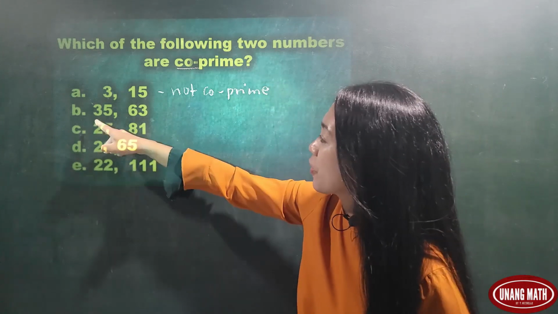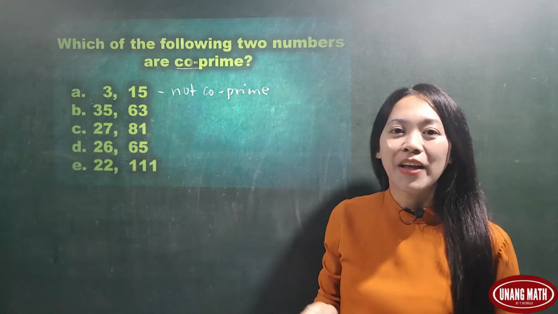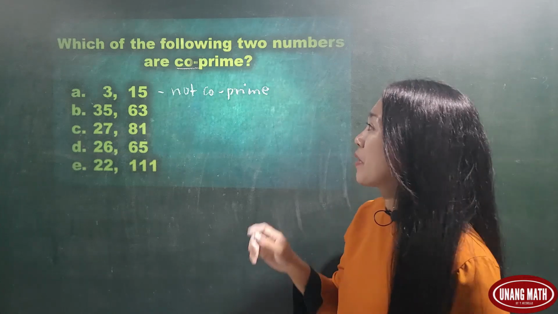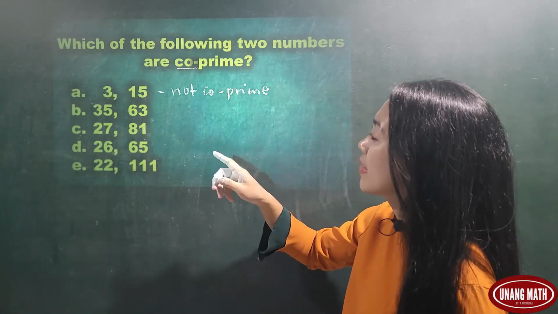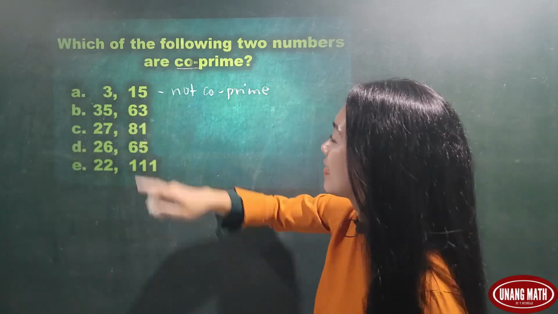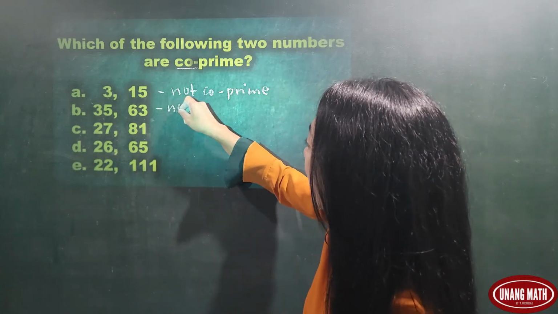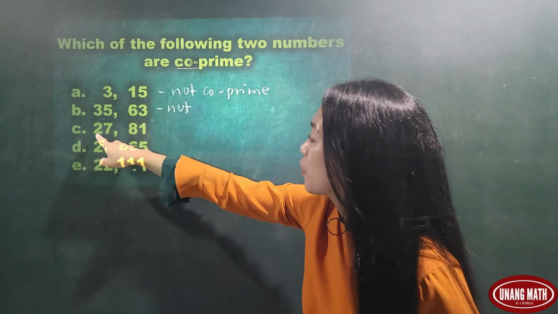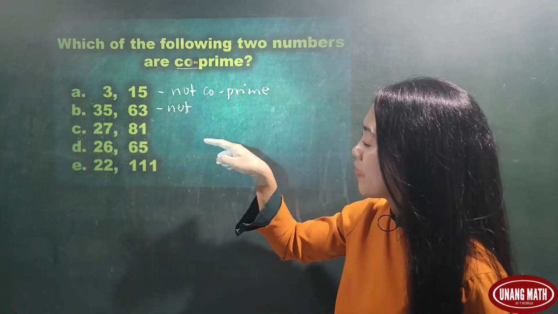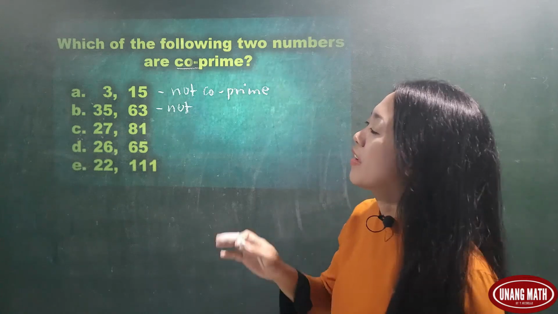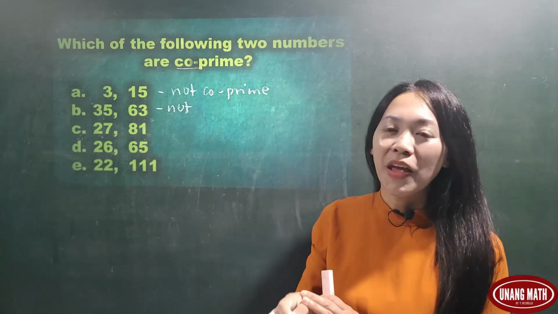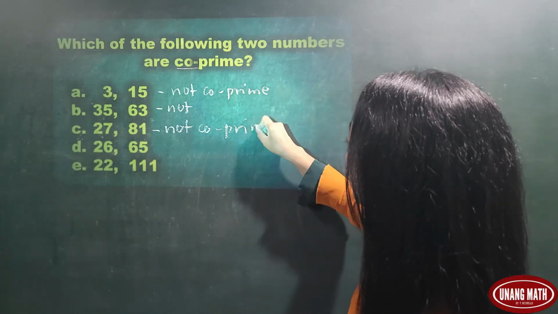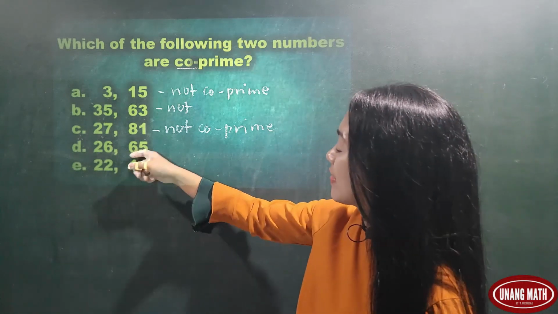How about B, 35 and 63? We can divide both numbers by 7. So aside from 1, 7 is also a common factor of 35 and 63. So 35 and 63 are not co-prime. Let's go to the third pair, 27 and 81. We can divide both numbers by 9. So aside from 1, 9 is also a common factor. So these are not co-prime.